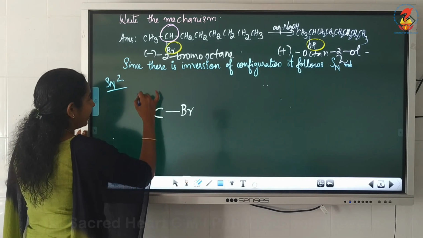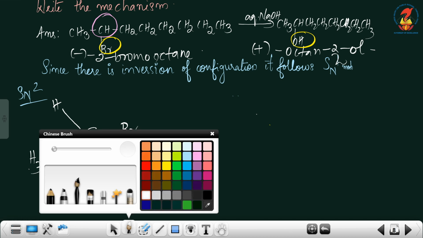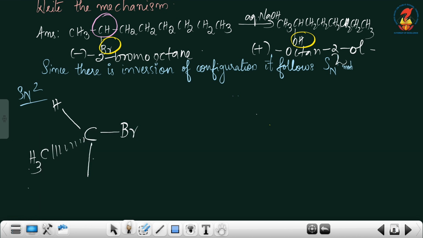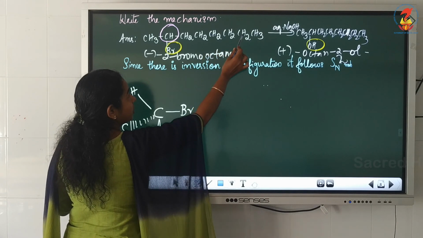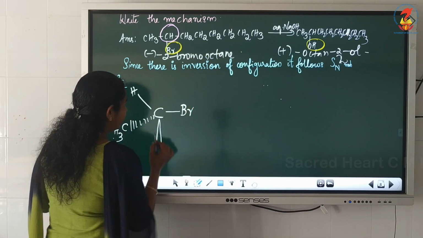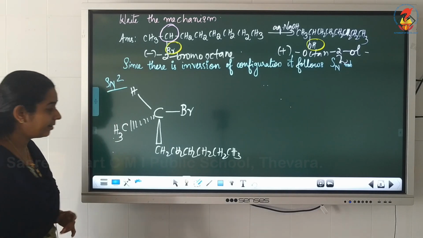So one is hydrogen that I am drawing on the same plane. One is methyl that I am drawing away from this plane, that is CH3. When you write, it should be a carbon-carbon bond. Now one I will be drawing towards the observer. So that is which group? CH2, CH2, CH2, CH2, CH2, CH3: 1, 2, 3, 4, 5 CH2 and 1 CH3 group. Okay, this is the alkyl halide reacting.